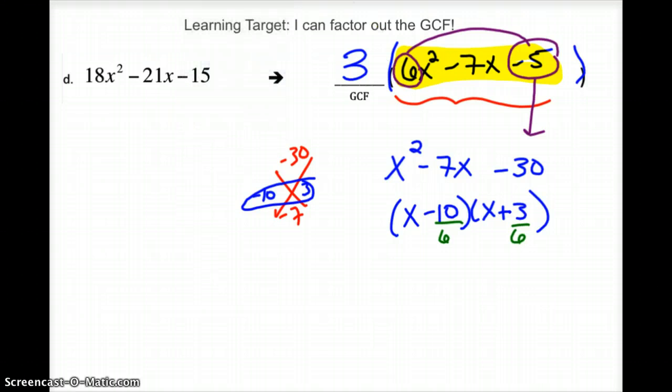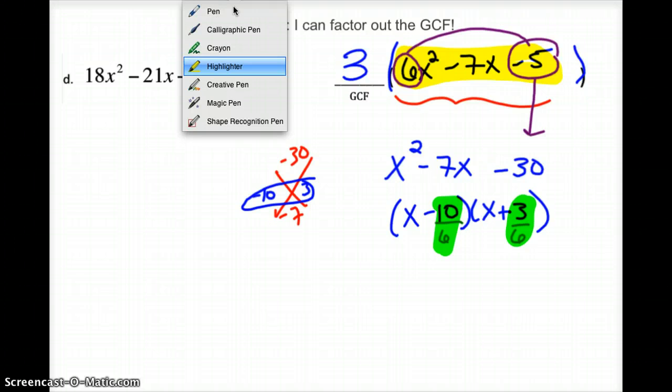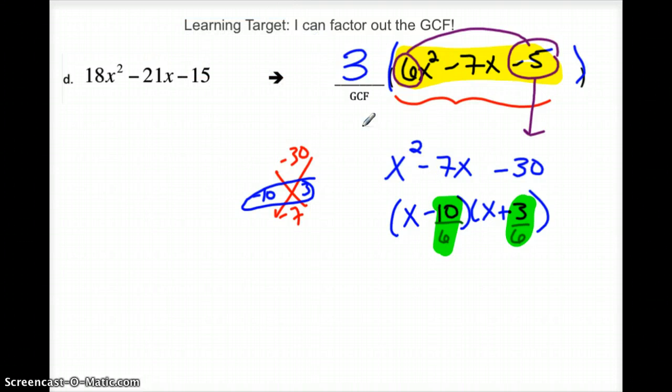Now, the second thing we have to remember is you must always reduce your fractions. So 10/6, I could divide out, I believe, a 2 from both of them, and I would end up with x minus 5/3. And then here, I could divide out a 3, and I'd end up with a half.